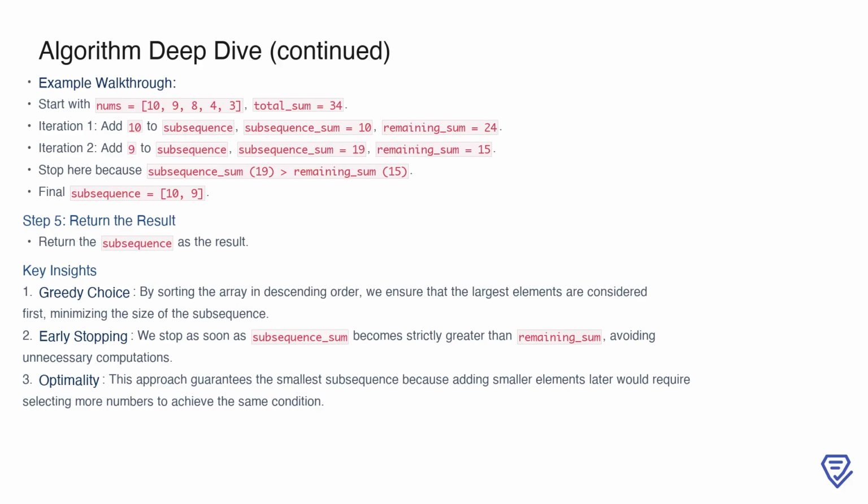This demonstrates the key insights of the algorithm. Sorting the array in descending order ensures we efficiently select the largest elements first, and stopping early when the condition is met avoids unnecessary computations. This greedy approach guarantees that the subsequence is as small as possible while satisfying the problem's requirements.